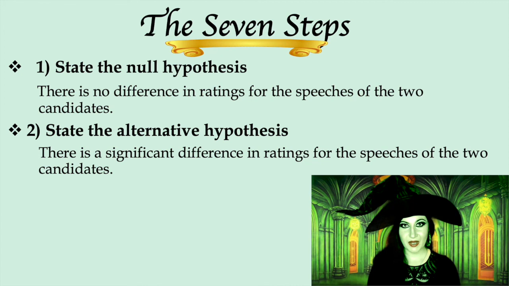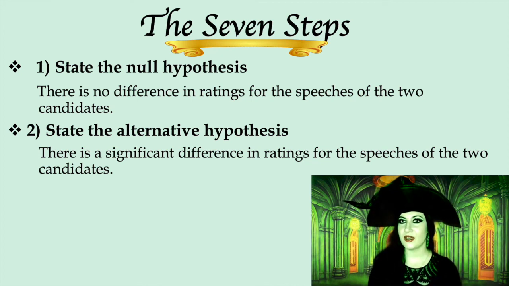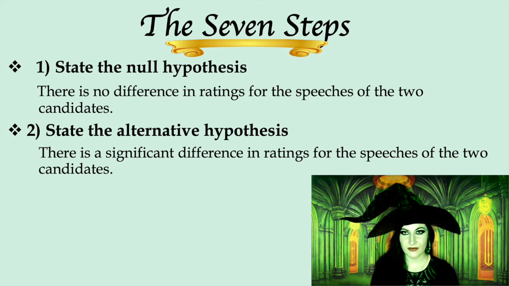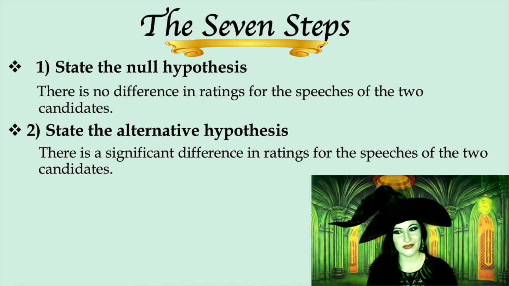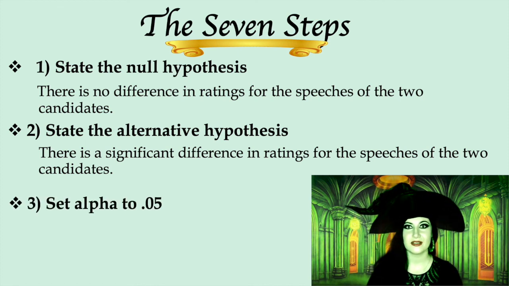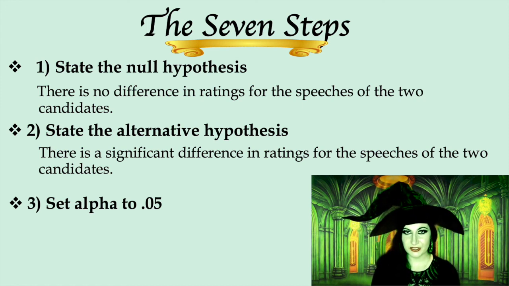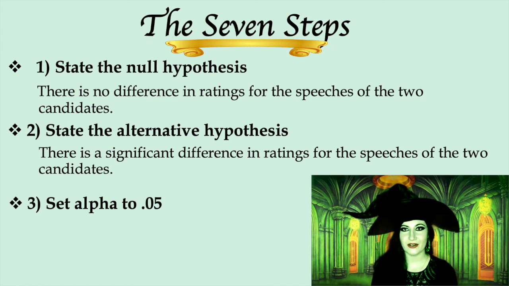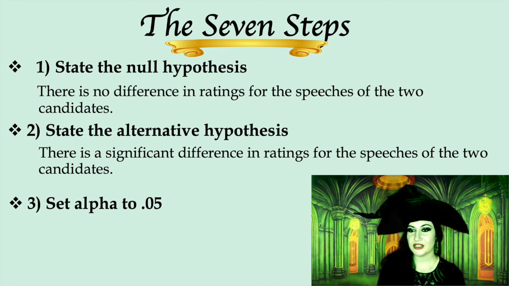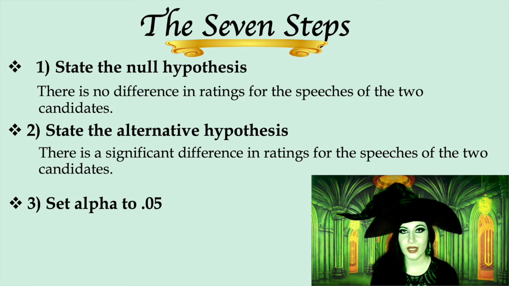The alternative hypothesis would say that there is a significant difference in ratings for the speeches of the 2 candidates. So the alternative hypothesis is just the opposite of the null. If the null says there are no differences, the alternative would say that the differences do exist. Step 3, as usual, just set alpha to 0.05. This is typically the default measure, the default accepted error level. Could you change it and make it more strict to 0.01? Absolutely. But unless we are told to do so, we just use 0.05 as the default.